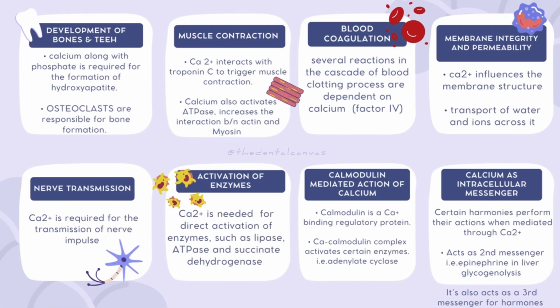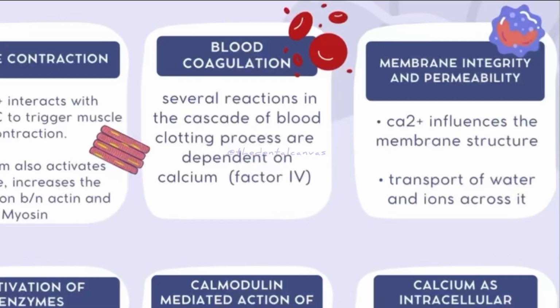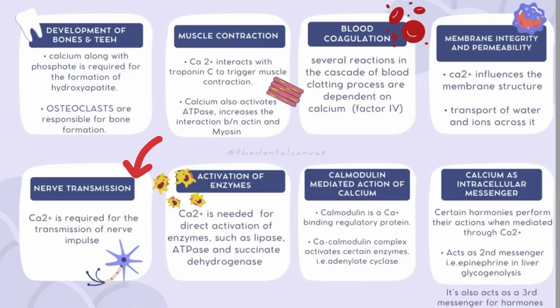Let's implement those mnemonics now. So firstly DM. So D stands for development of bones and teeth and M for muscle contraction. Similarly for BM, B is blood coagulation, M membrane integrity and permeability. In NAC, N is nerve transmission, activation of enzymes for A. First C calmodulin mediated action of calcium and the second C for calcium as intracellular messenger.